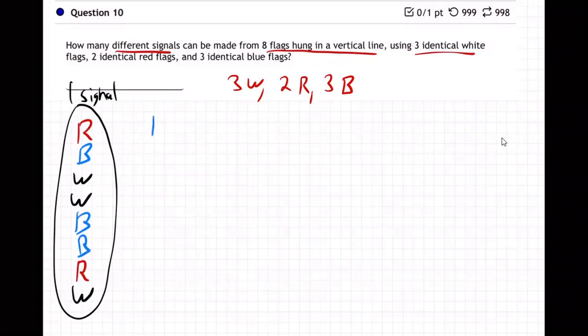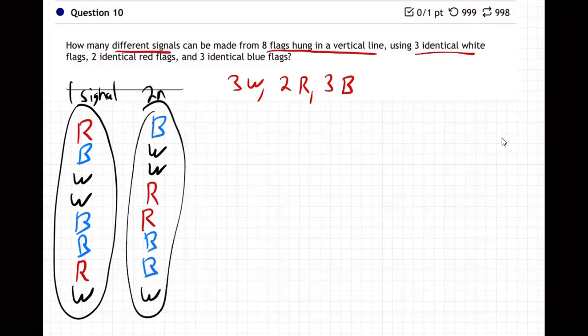Or instead, you could go blue, white, white, red, red, blue, blue, white. And that's a second kind of signal, etc. So that's what they're asking. How many different ways can you hang these 8, in my case, 8 flags, whatever numbers you have, right? It's just different ordering. Same flags. There's always 2 red, always 3 blue, always 3 whites. It's just what order you put them in.